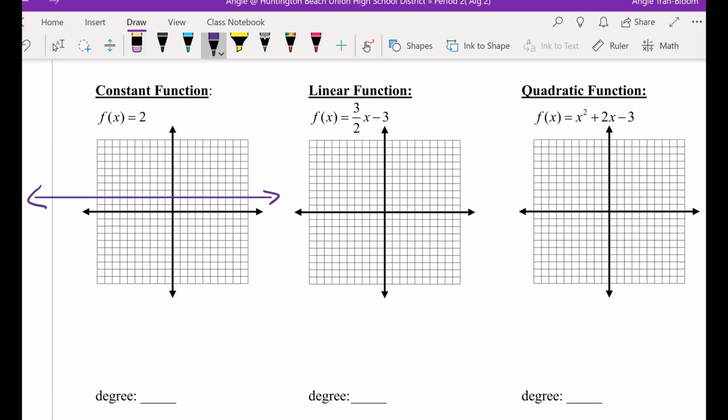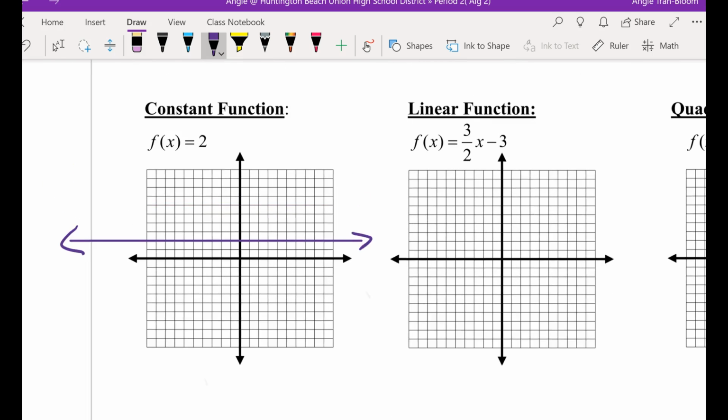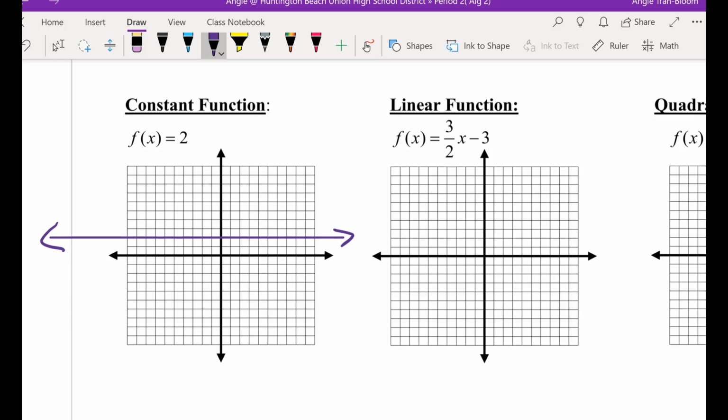Y equals 2. Whatever x is, doesn't matter. Y is always 2. Okay. Then we're going to go down quite a bit to answer all of the parts. Okay, we have a bunch of parts.